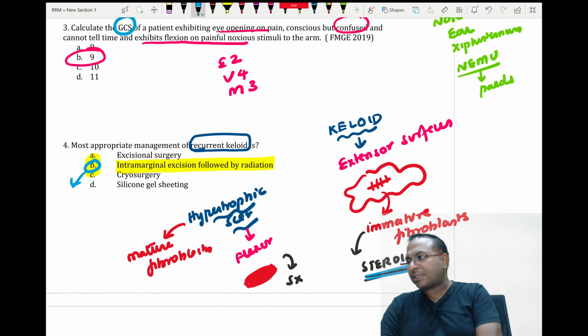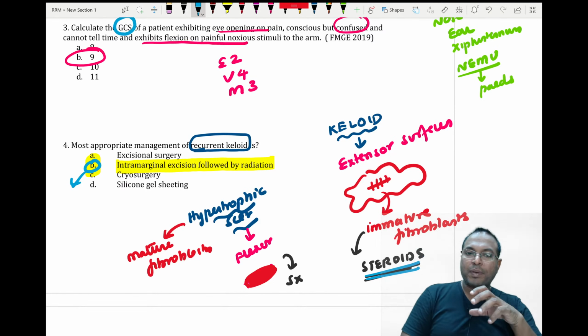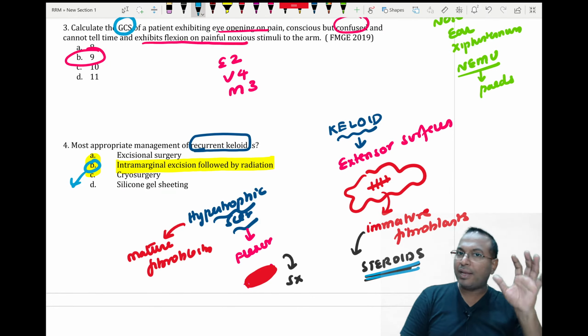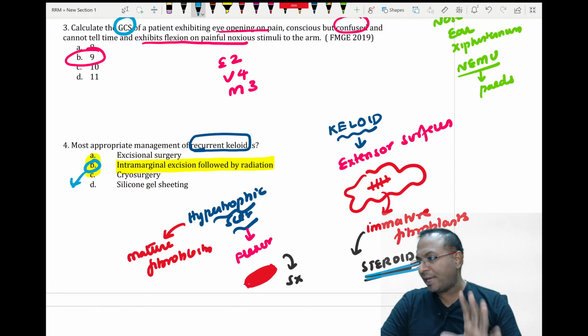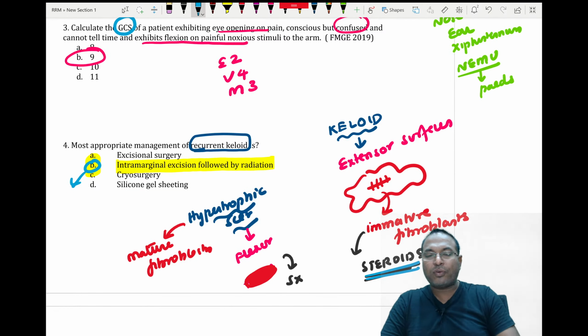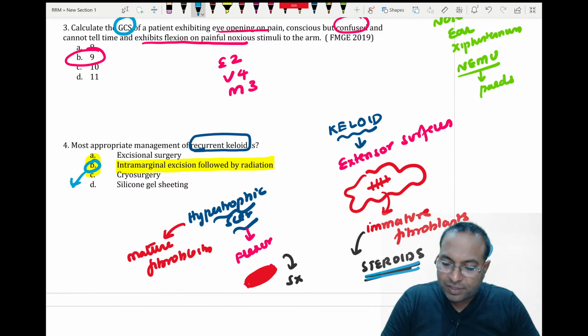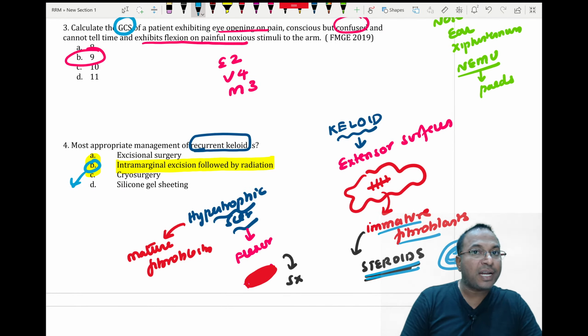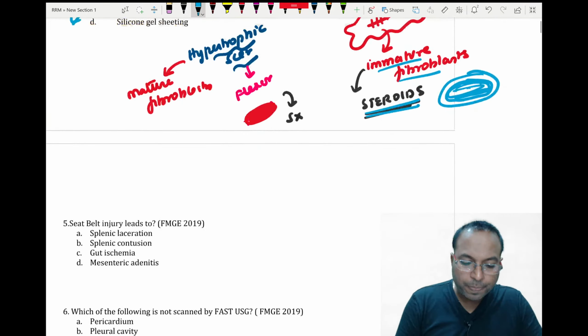Wherever the scar is seen, you can identify whether it is a keloid or hypertrophic scar by seeing the image. In the ear, if you are going to get something, it is keloid only. In the ear, if something is happening, it is usually a keloid. Okay, the steroid injection is the first line treatment for them. If there is a recurrent keloid, go for intramarginal excision. Means if this is the scar, we exactly excise it closely. After excising that, we will give radiotherapy to that area to prevent immature fibroblast formation. That is the concept of question number 4.